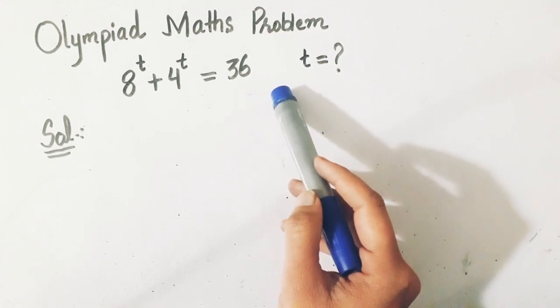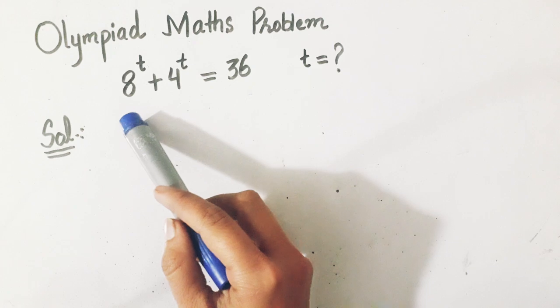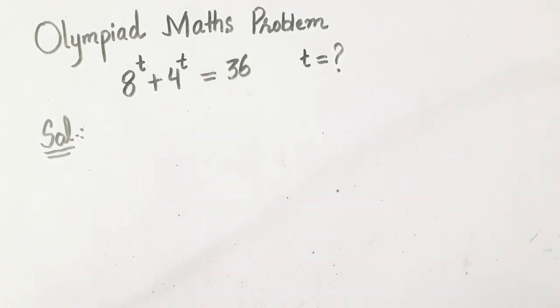Let's start solving this problem, that is 8 raised to power t plus 4 raised to power t equals 36. You have to find the value of t.